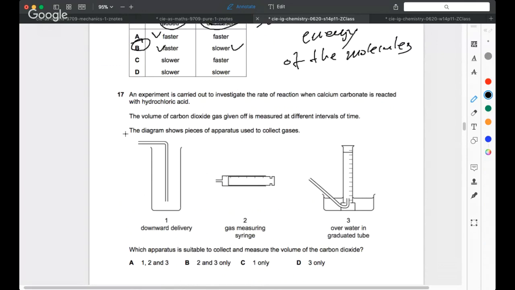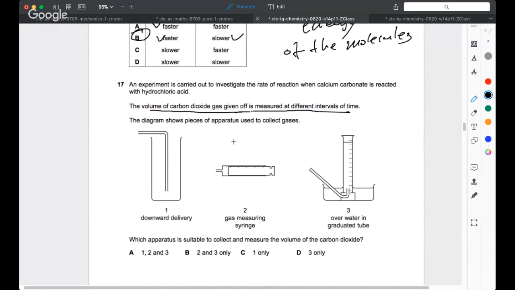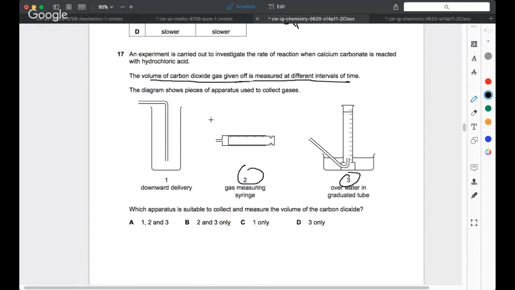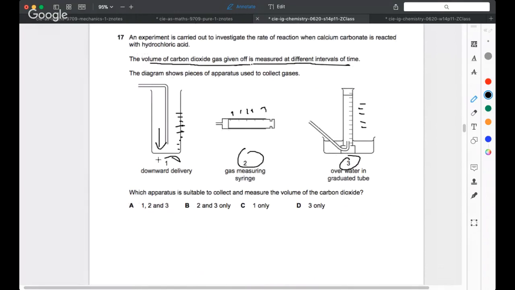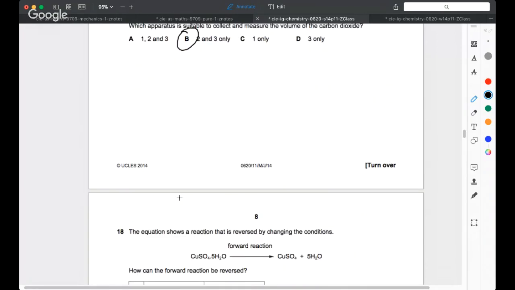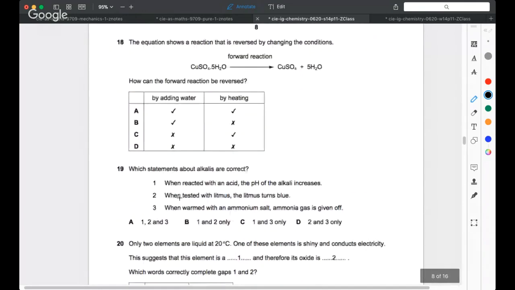Number 17. So we are collecting gas, and we are measuring the volume. So both 2 and 3, they are graduated. So they can measure the volume of your carbon dioxide. However, number 1, there's no graduated lines. So you can't measure the volume. You can only collect the carbon dioxide. So number 1, you can't. So it's 2 and 3. So B is the choice. So next question.